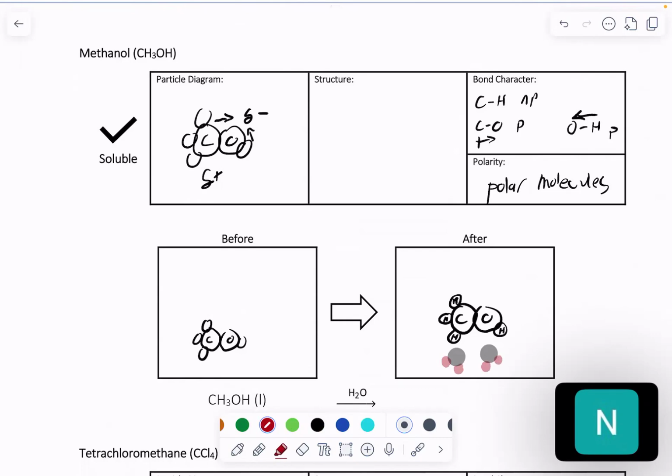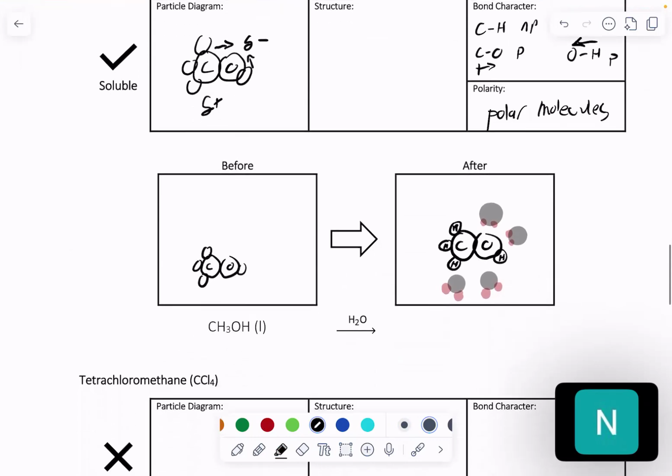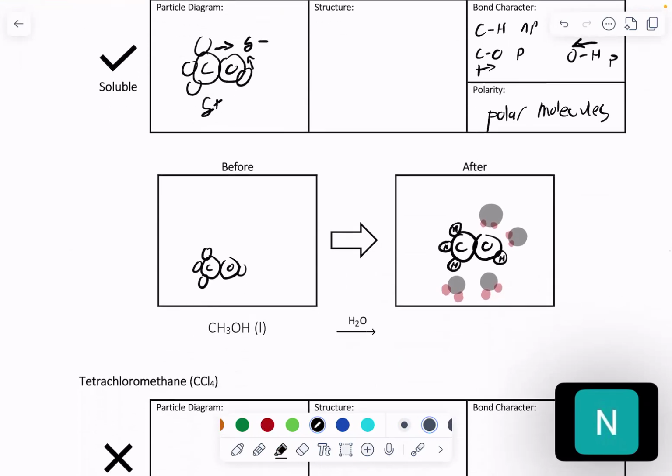On the other hand, this oxygen in our methanol is partially negative, so I could draw some more waters with the hydrogen side of that particle facing the oxygen because the partial positives and negatives will attract each other. Notice this molecule, number one, does not dissociate. So when we write the formula, we would call this CH3OH aqueous to show that that whole molecule is still together, but now it's been dissolved in water.